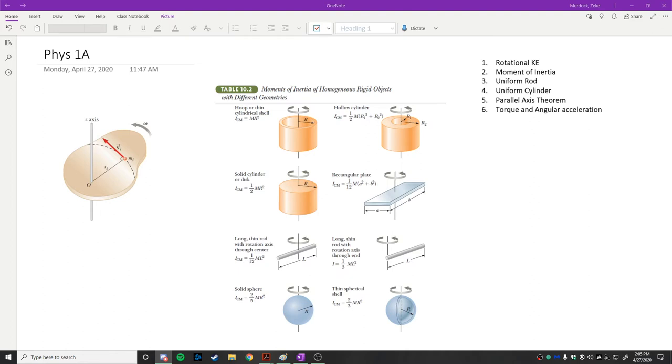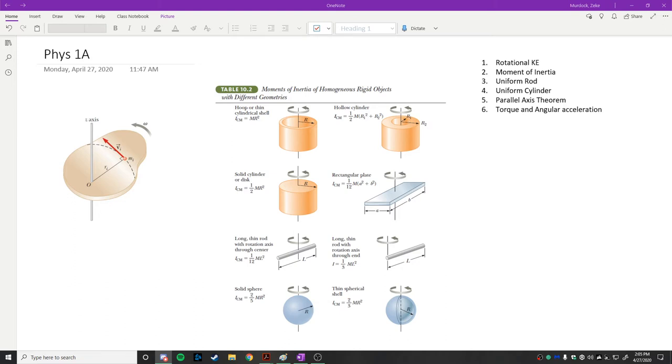Okay, so today what we're going to be talking about is more stuff about rotation. Last time we developed the ideas of angular speed and angular acceleration. Today we're going to be talking extensively about moment of inertia. Moment of inertia is a topic that shows up in certainly any physics course you've had before this. You would have talked about this.